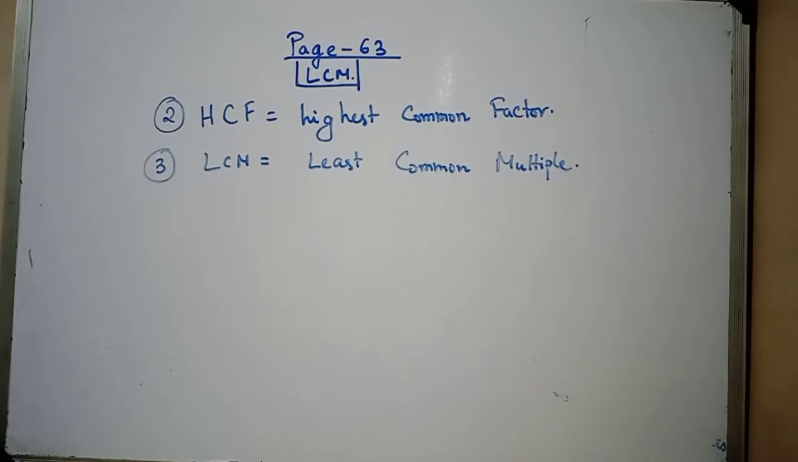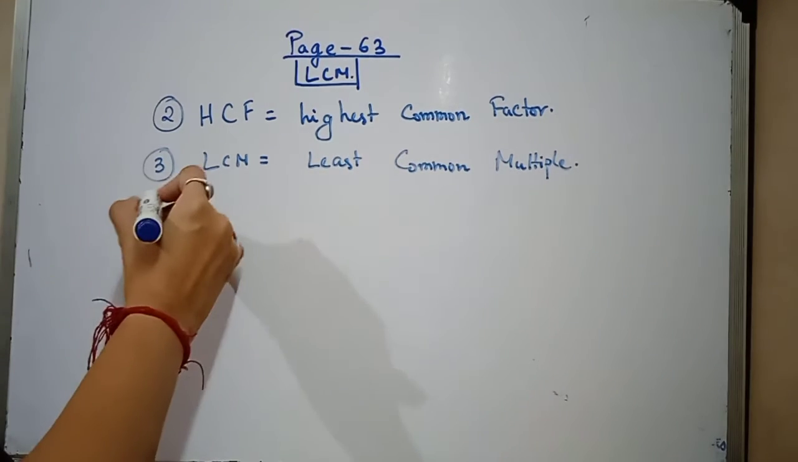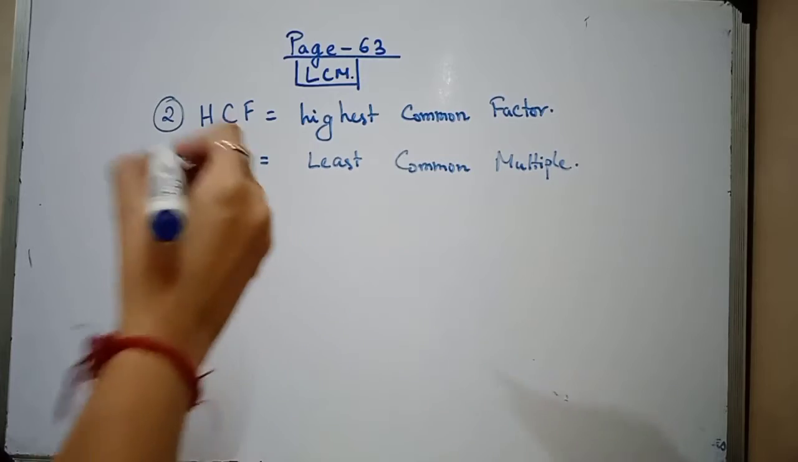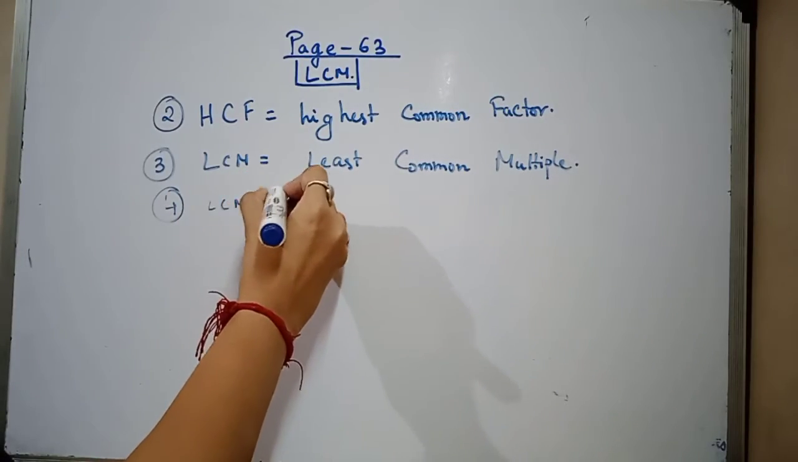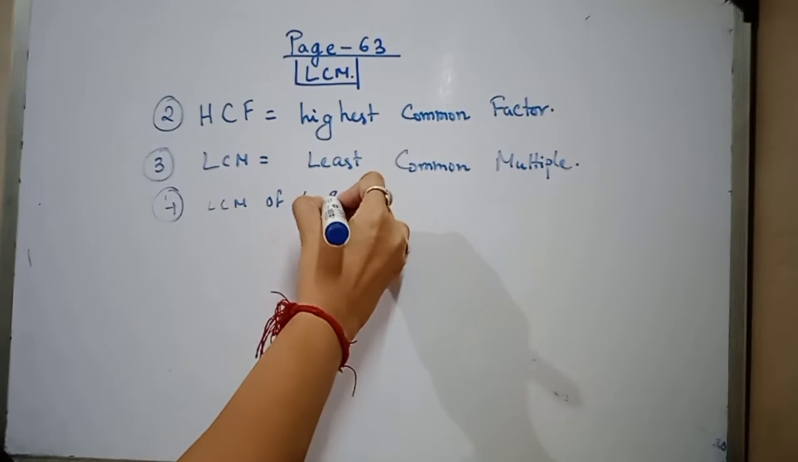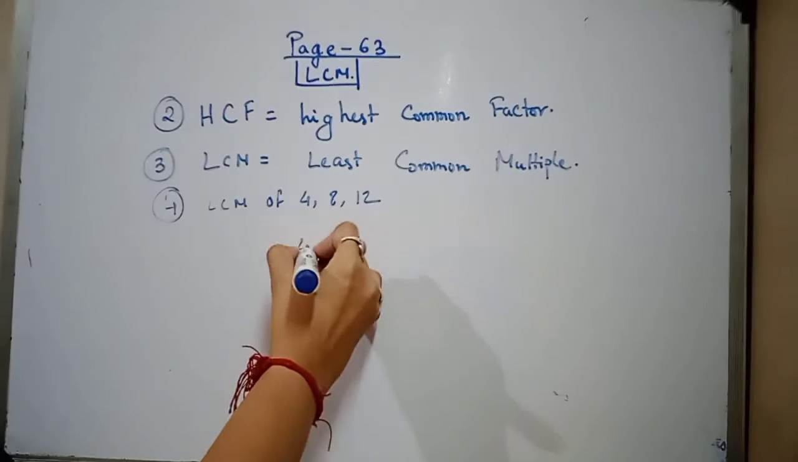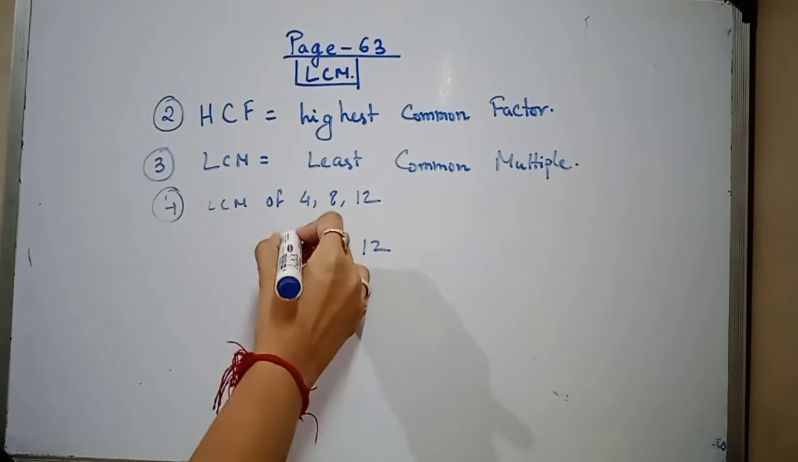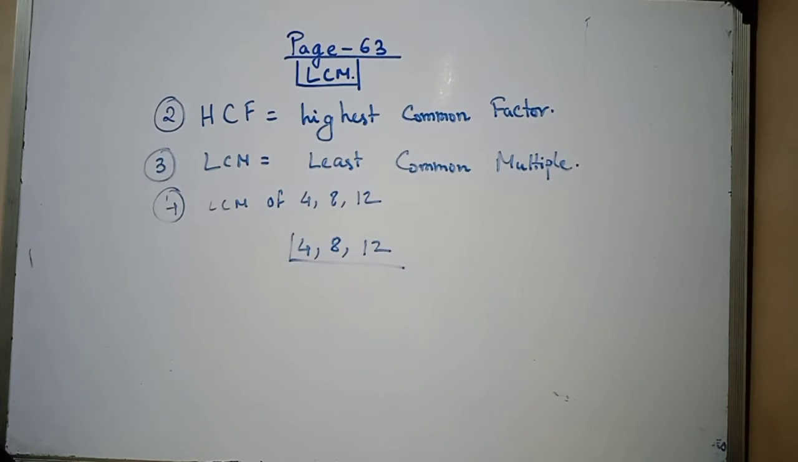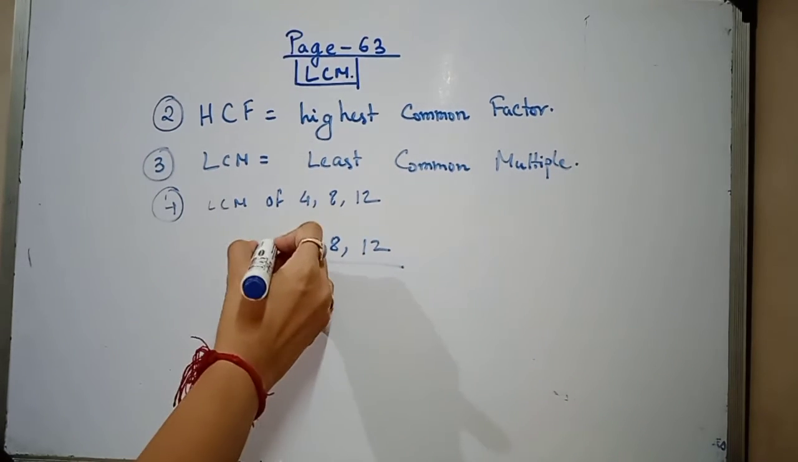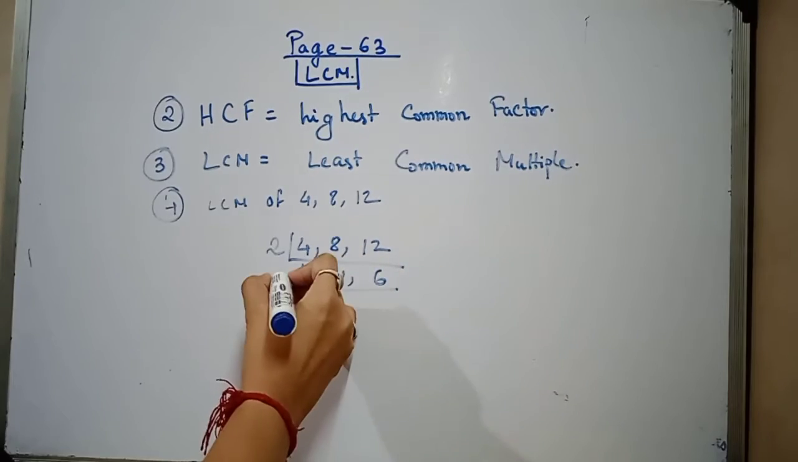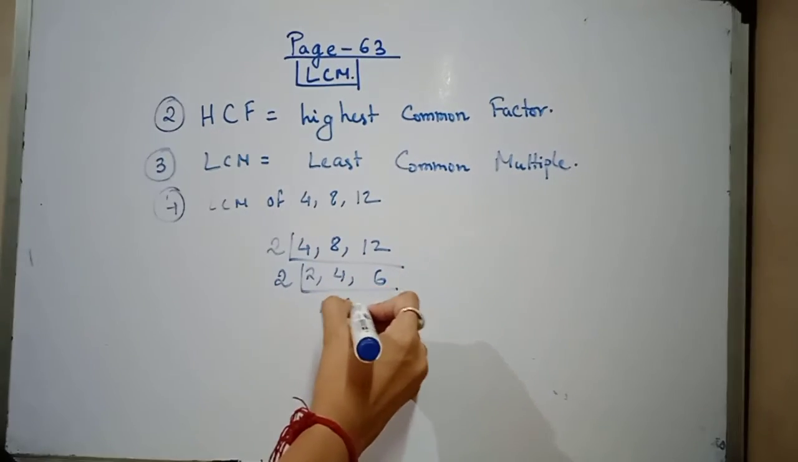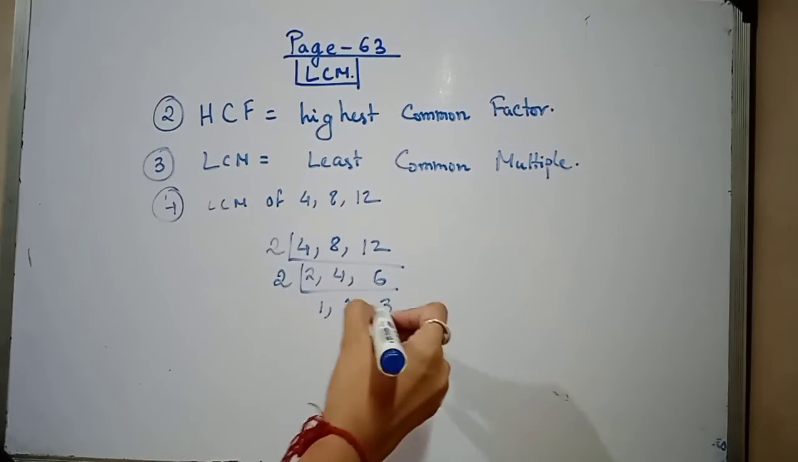Next we are going to do sum 4, where we are going to find the LCM of 4, 8 and 12, okay. By using the shortcut method, we can write, we are using the shortcut method here, okay. So 2, 4 and 6. Next 2, 1, 2 and 3.